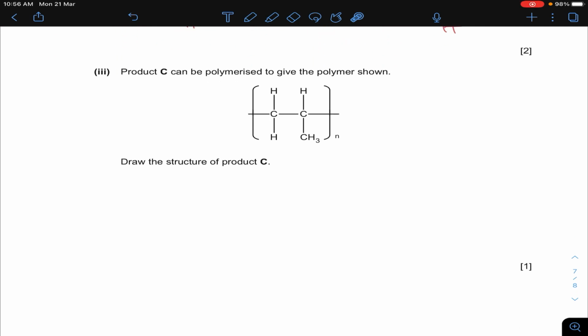Now, next is product C can be polymerized to give the polymer shown. Again, we have a structure of a polymer. Draw the structure of product C. So all you have to do is place a double bond between these 2 carbon atoms. This is the structure of product C, or the structure of the monomer.